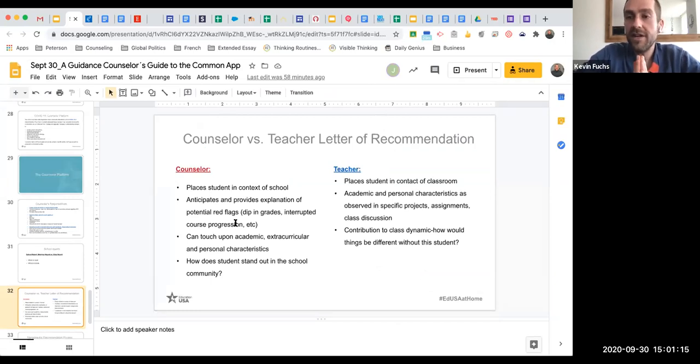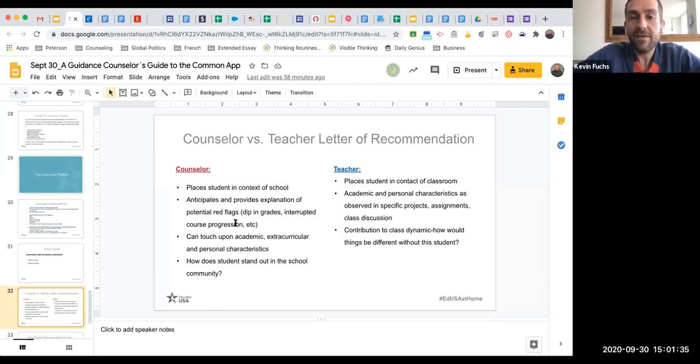Some schools have so many students that it's okay if we can't recommend them all, right? But in general, what you have to know about the recommendation letter as a counselor is, first of all, it puts students in contact with the school, right? So we don't talk about the classes per se. We talk about anything else that the student did outside, right?